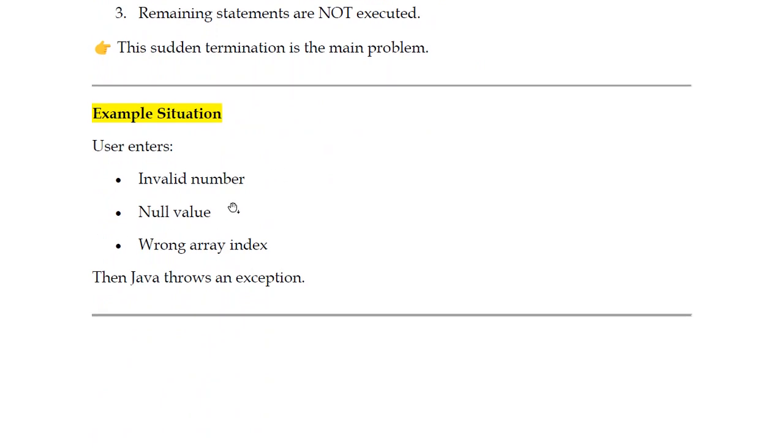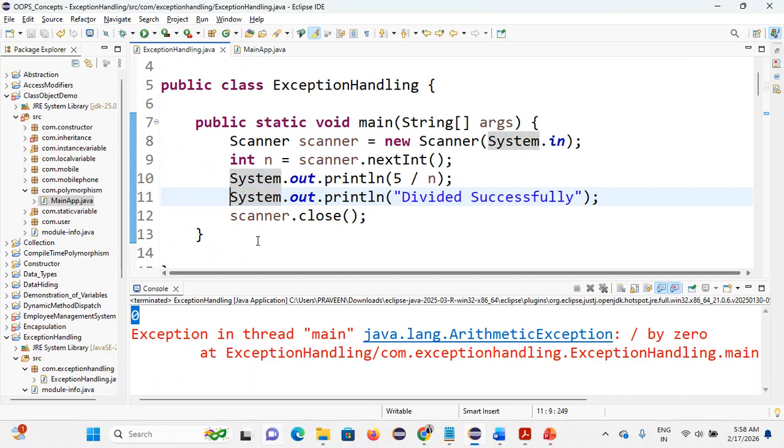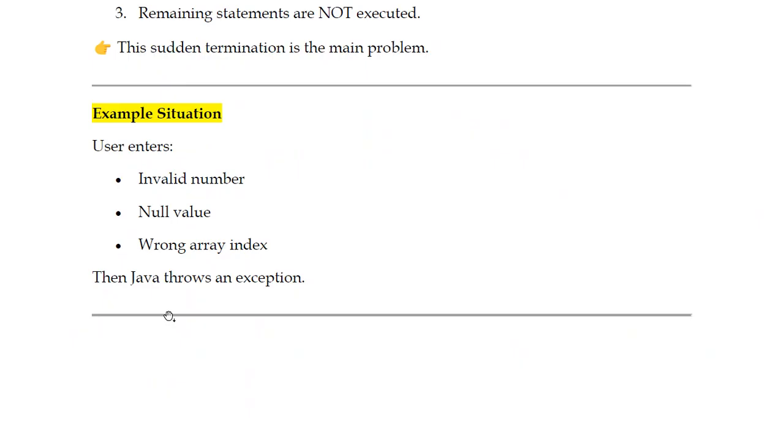Assume the situation where the user gives an invalid number, a null value, or a wrong index; Java throws an exception. In the forthcoming sessions, from session number 5 onwards, we'll discuss all this with real-time examples. Invalid number, we have discussed. Null value errors mean we are finding the length of a null value. For an array of size 5, the indexes 0 to 4 will have the elements.